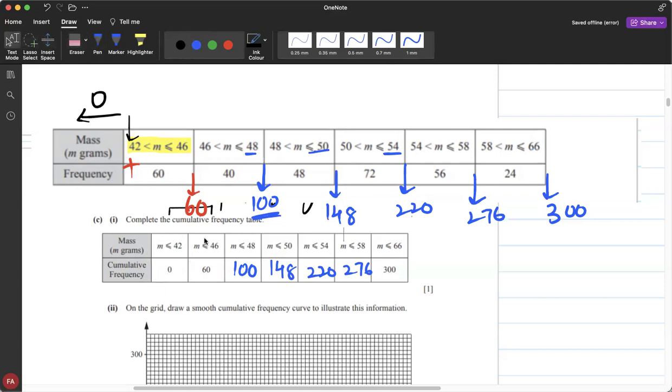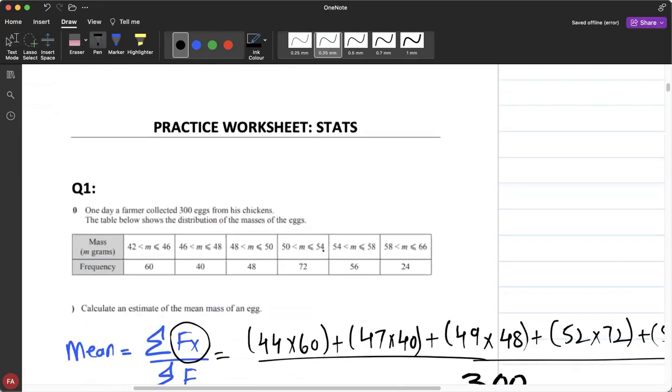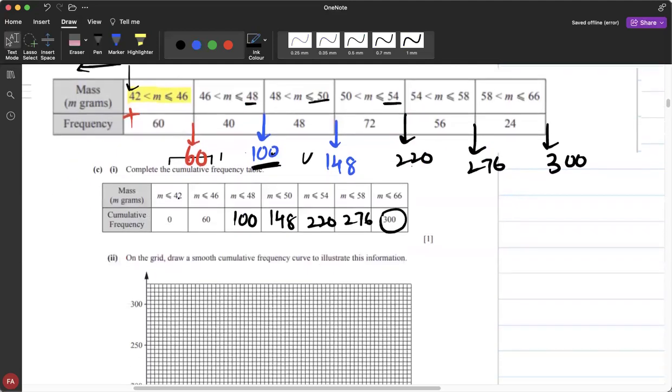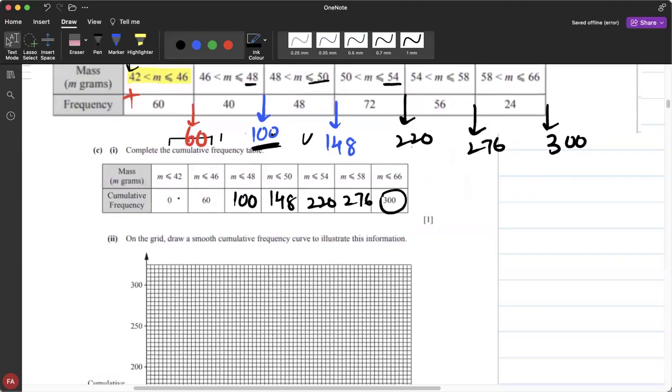There's one more important thing that you need to realize. In any cumulative frequency table, the total should never exceed the one that's mentioned in the question. So if I go back, you'll realize there are 300 eggs. That means your table, whatever you draw, should also correspond to this value.